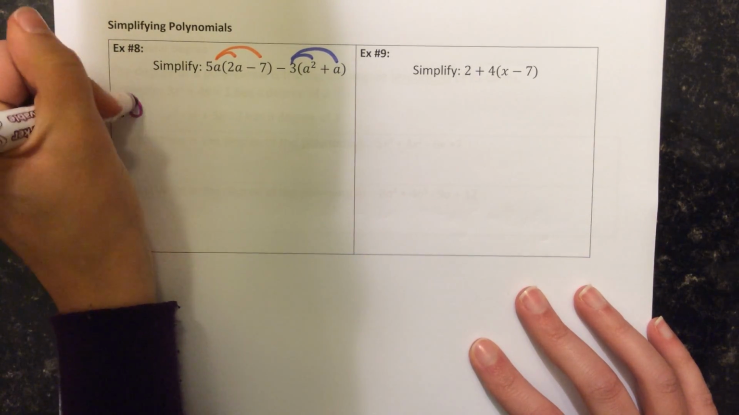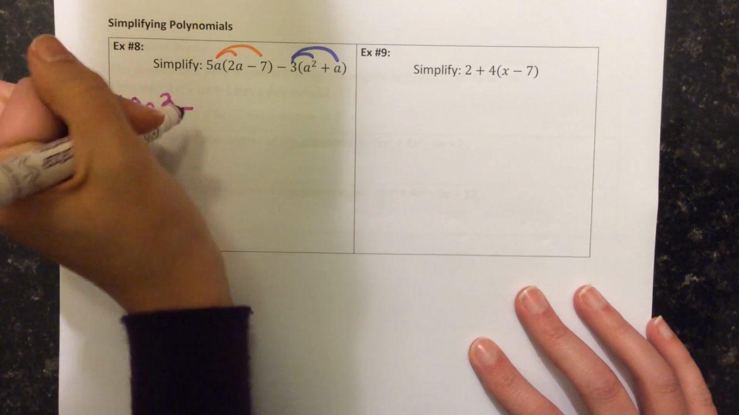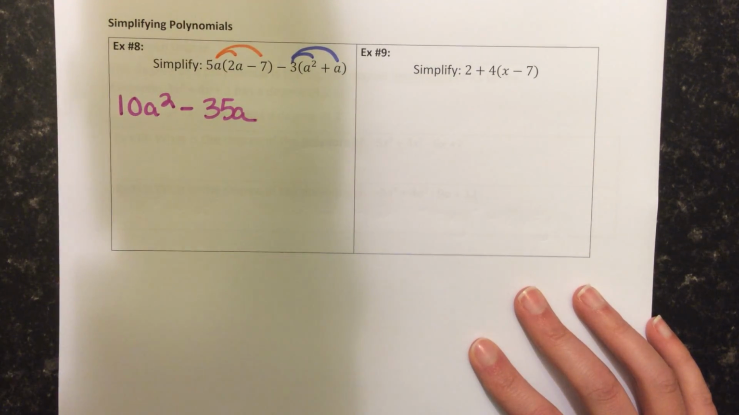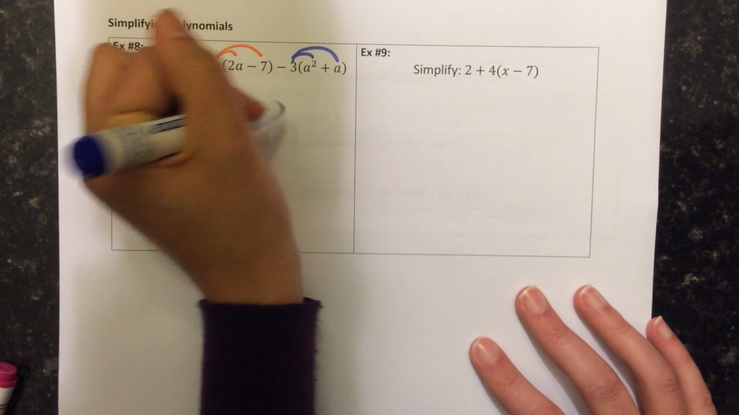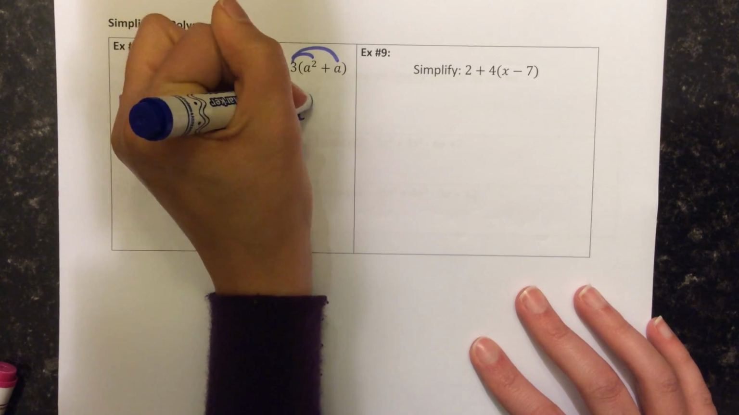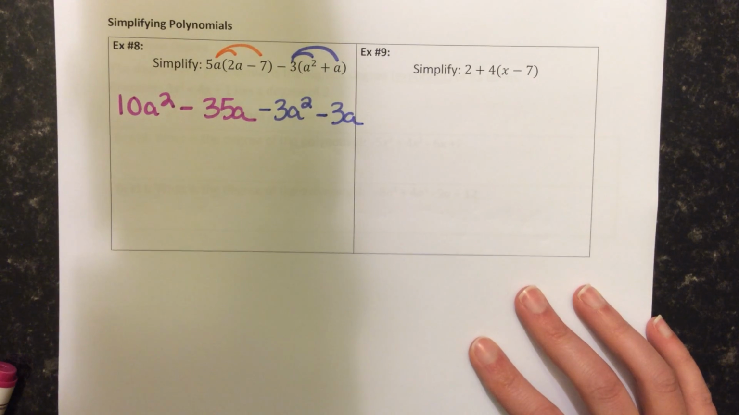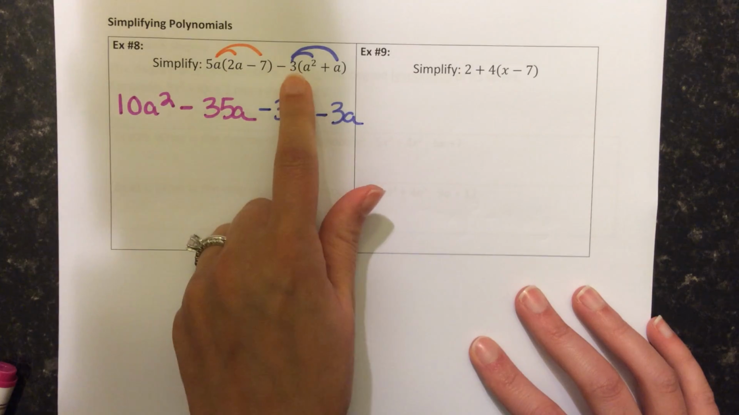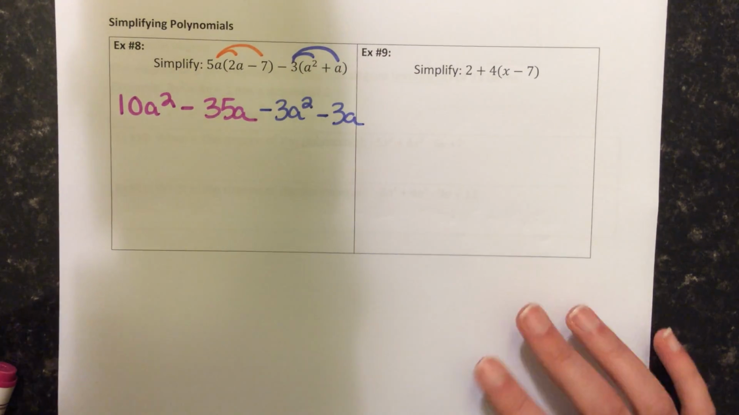This gives me 10a squared minus 35a. That was me distributing for that first part. And now this part, this gives me a minus 3a squared minus 3a. Let's look at that. Let's talk about that. So a negative times a positive, that's why that's a minus, a negative, and a negative times a positive again gives me that. All right, I'm ready to combine my like terms.